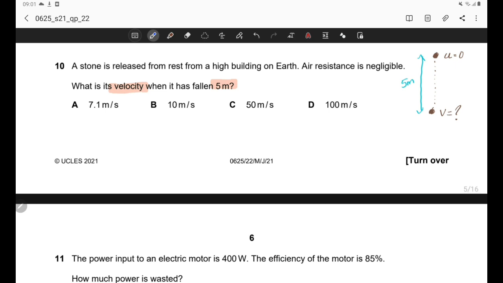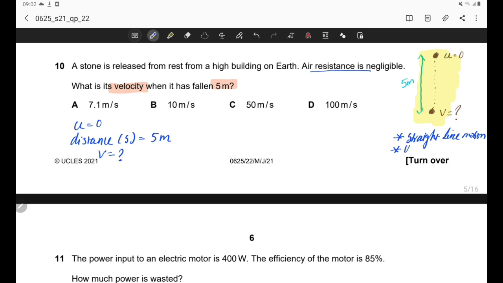In this question, time is not given. We only have initial velocity 0 and the total distance traveled. Distance traveled, we can represent with letter S, which is 5 meter, and we need to calculate the final velocity. When we observe the motion of this stone, we can understand the stone is moving in a straight line. And second point, there is a uniform acceleration because there is no air resistance. So the only acceleration on this stone will be acceleration due to gravity, that is 10 meter per second square.